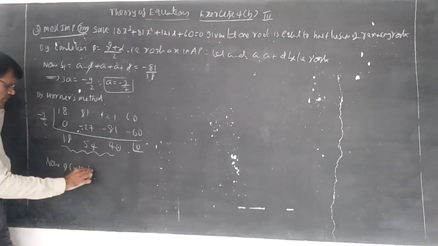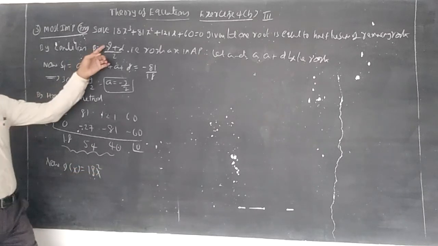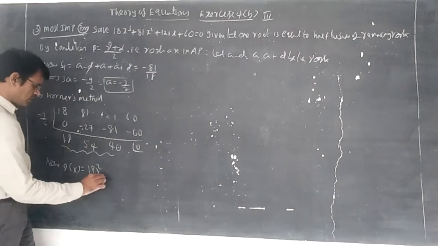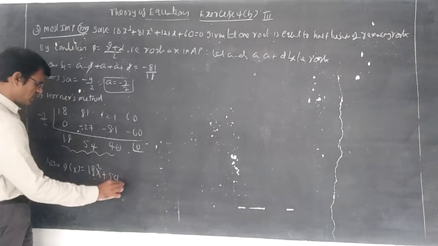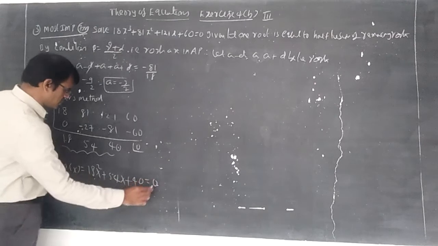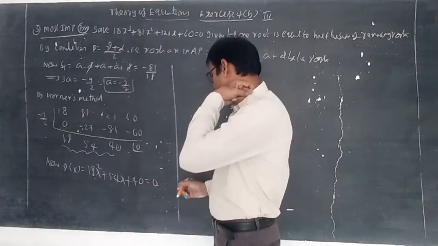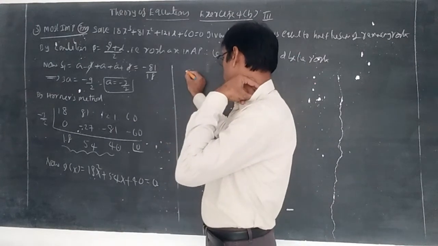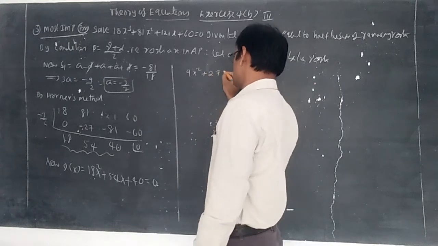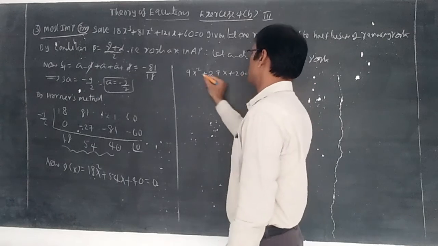g of x is equal to 18x square. We have divided the cubic equation with a single monomial term, so it becomes the x square term, that is the quadratic term. 18x square plus 54x plus 40 is equal to 0. If you divide with 2, it becomes 9x square plus 27x plus 20 is equal to 0.